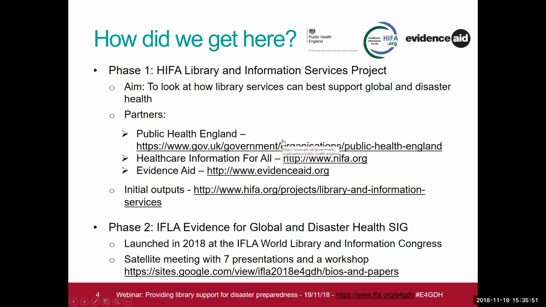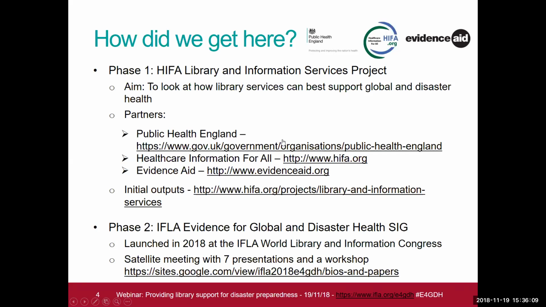So how did we get to this stage? I'm just going to explain the background to the work we've been doing recently, and then we'll go into describing the resources. So in March 2017, Healthcare Information for All, Public Health England and Evidence Aid launched a project to look at how library services can best support global and disaster health.